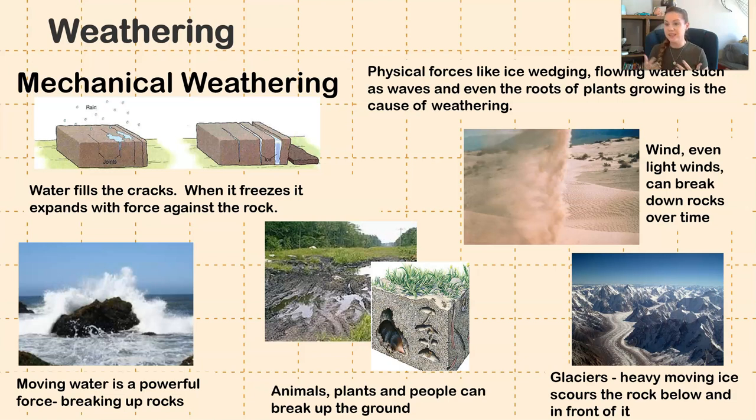You would also have winds. Even light winds can break down rock over time. Plants and animals can break down the ground while they're burrowing, or the roots of a plant are spreading. Big powerful waves that are pushing up against the coastline can slowly over time chip away at that rock and break it, weather it, okay? You guys know that glaciers are heavy, huge, heavy moving pieces of rock, and slowly it can break down the rocks that are surrounding it, okay?